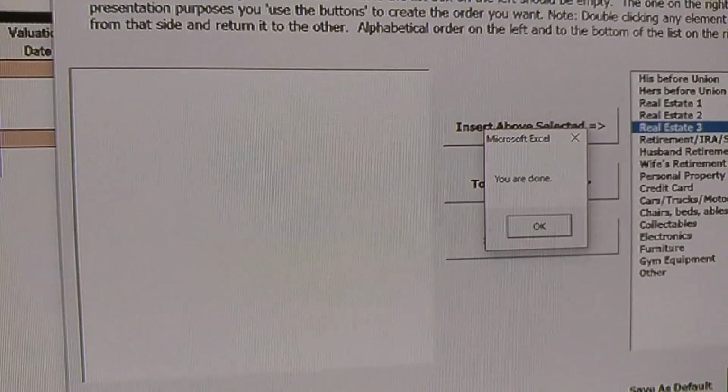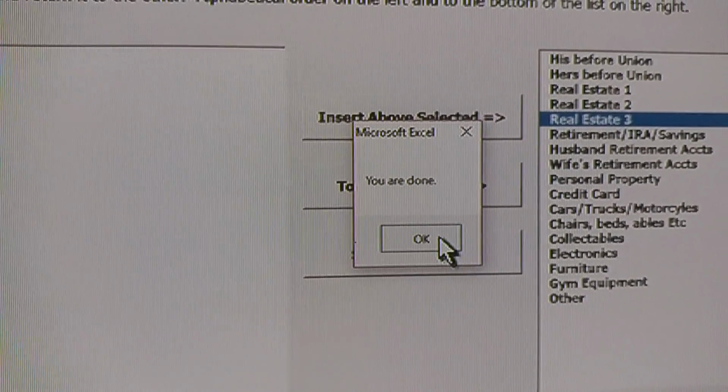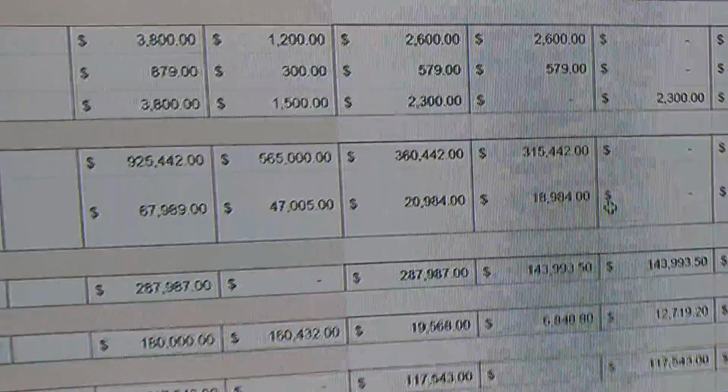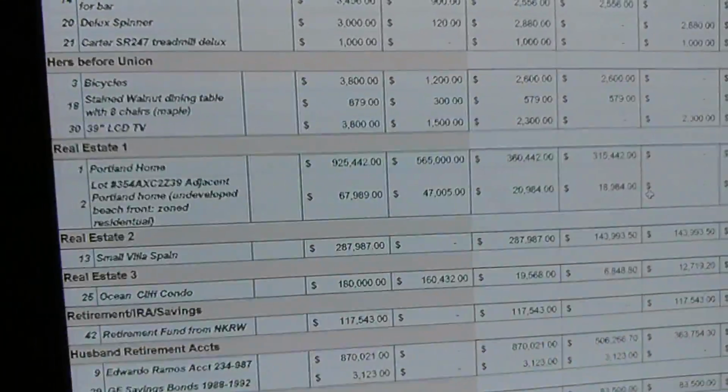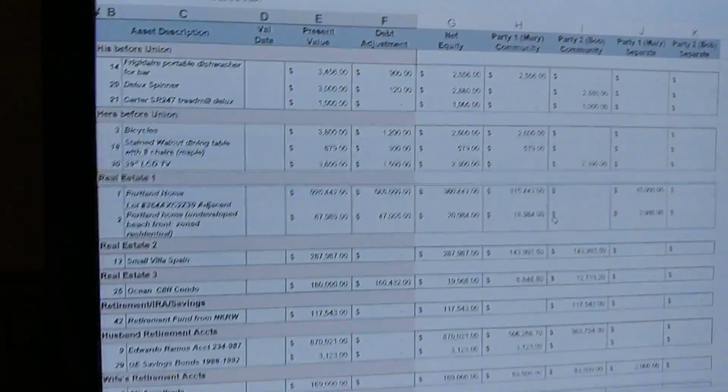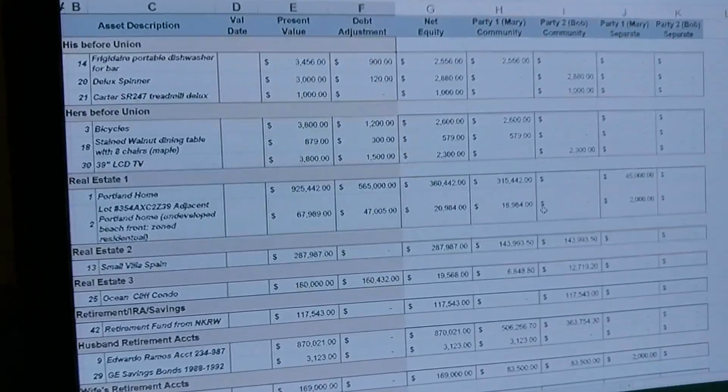It's happening now, and it's done. You are done. Okay. Well, we're done too. That's it. There's your report. Well, maybe we're not quite done, but here's the point that we're trying to make.